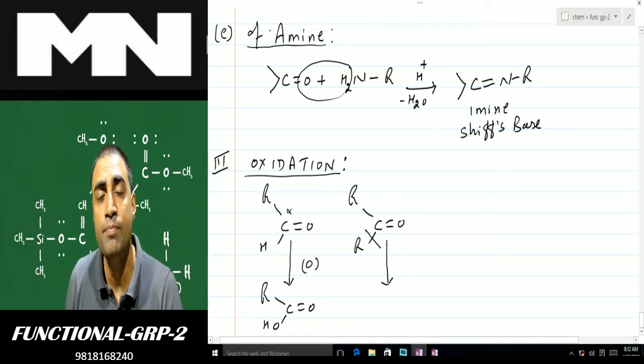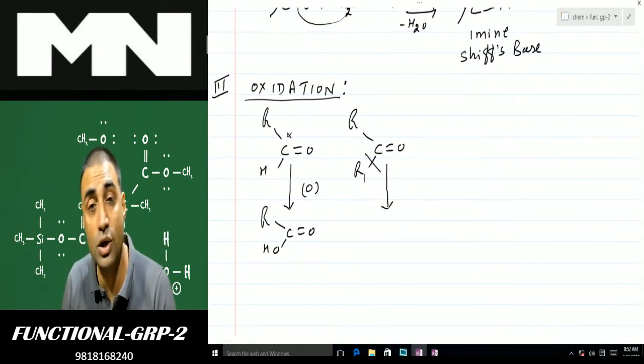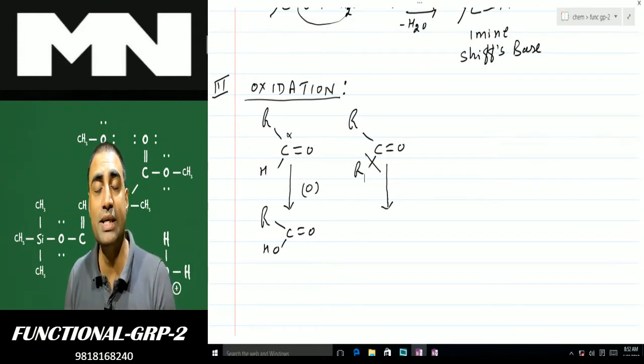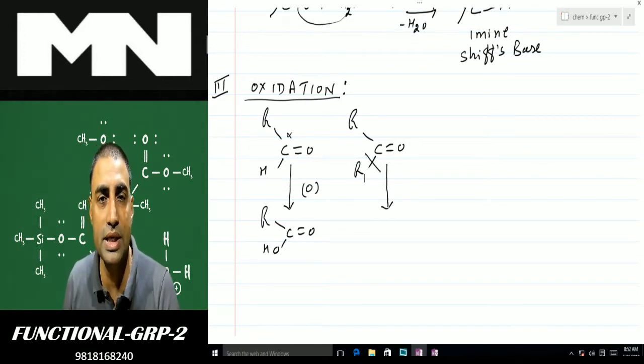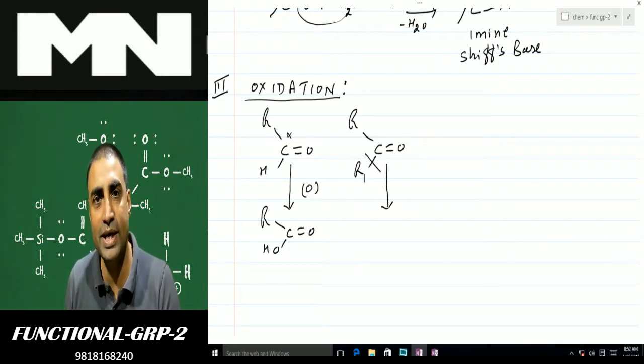That means weak oxidizing agents can oxidize aldehydes, but they cannot oxidize ketones. So this is what we are going to do here. We are going to oxidize them by a weak oxidizing agent. You will see that aldehydes will undergo oxidation, ketones will not. Therefore, these reactions can be used as a test to differentiate between aldehyde and ketone.